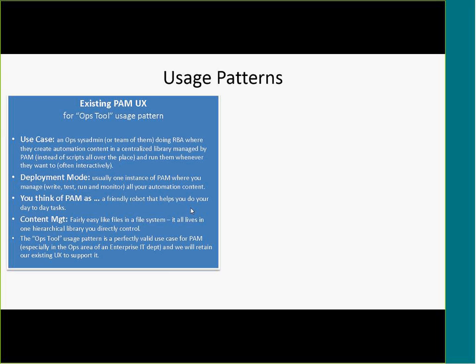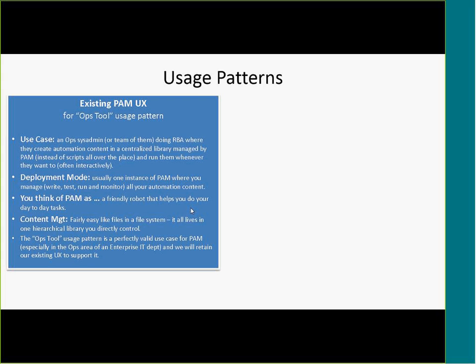The deployment mode behind that is one where we would deploy an instance of process automation, where you would write, test, run, and monitor your automation content. And broadly, as a user of the sysadmin, you think of PAM as a sort of friendly robot that helps you do your day-to-day tasks in a reliable, routine, repeatable way. Content management for that is relatively easy because it's just like saving files in a file system. There's a hierarchical library in PAM where you store that content. And you don't really have to move it around very much between different instances of PAM. It just all sits there in PAM.